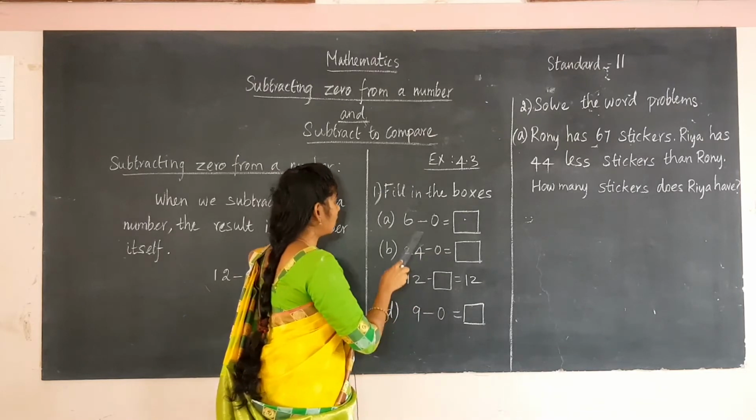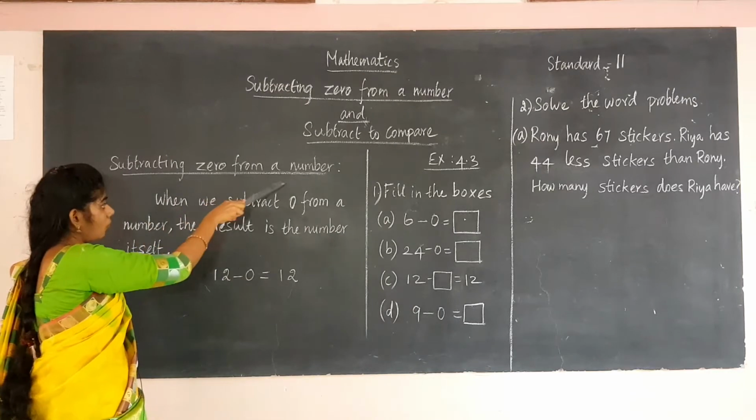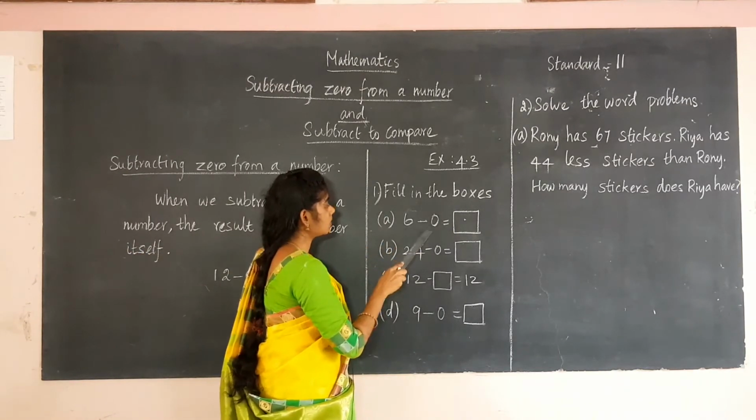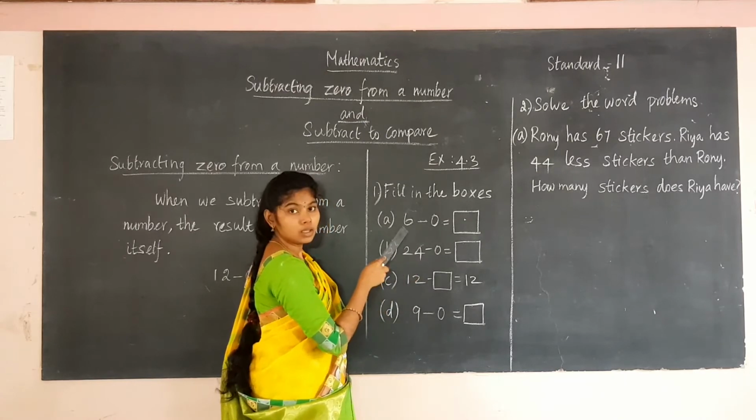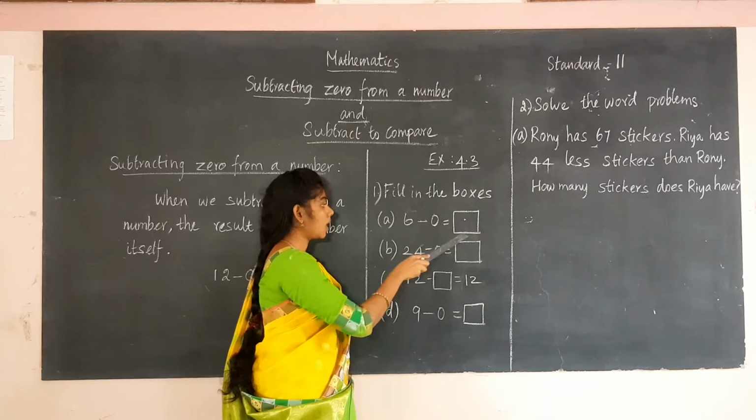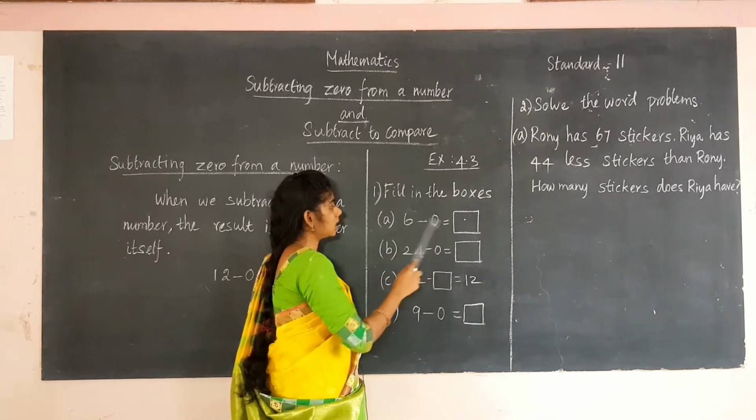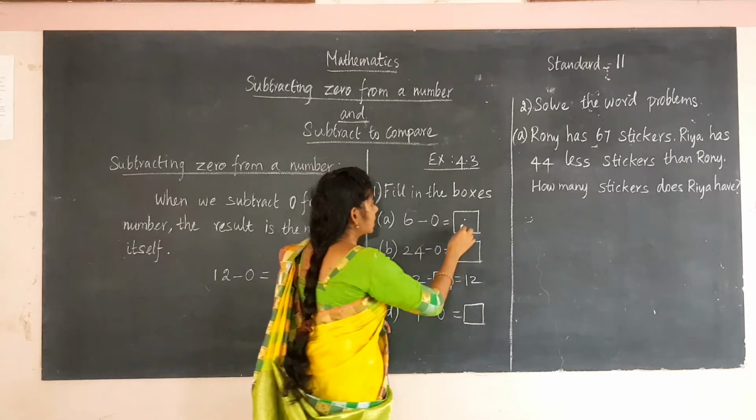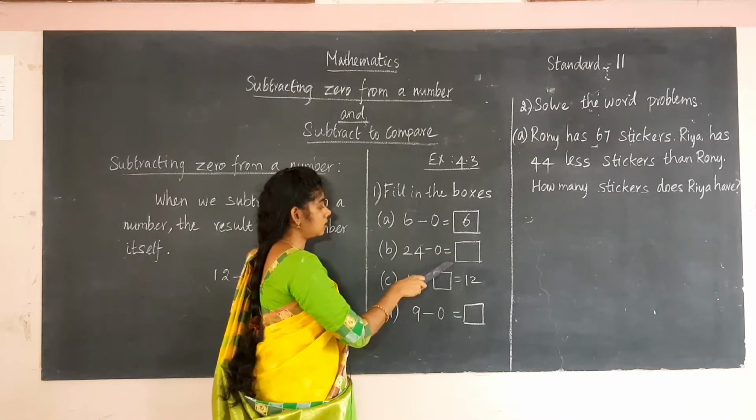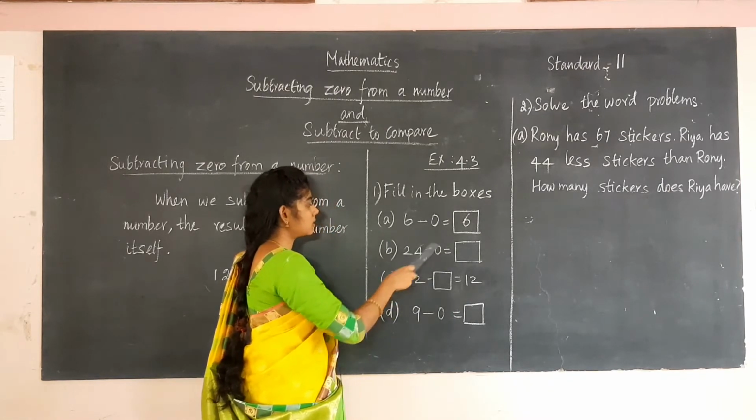So, we have come to know how to subtract 0 from a number. Here, the exercise is 6 minus 0. To this number 0 is subtracted. So, what will you get? The same number, this number only will be the answer. So, write this 6 in the box. The answer is 6 here. And the next one is 24 minus 0. What will be the answer? The same number, the number itself is the answer.